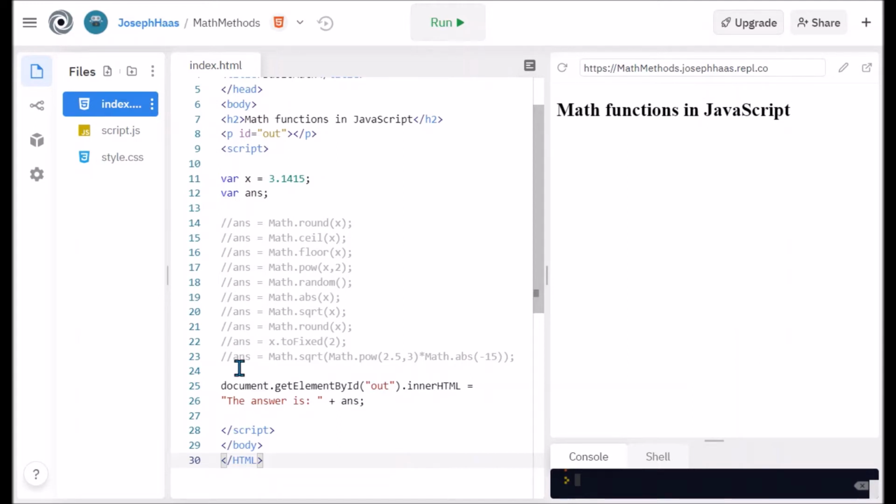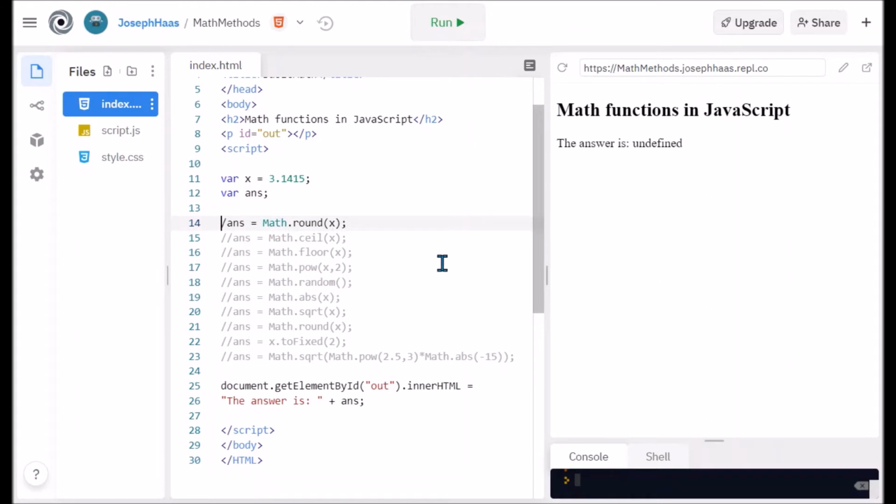If I run this thing, and actually I'll run it right now, you can see, the answer is undefined. Well, I declared answer, but I have not set it to anything. So that's why it says answer is undefined. Again, these are all being ignored. Slash means ignored. So I'm going to go over some of the basic math functions.